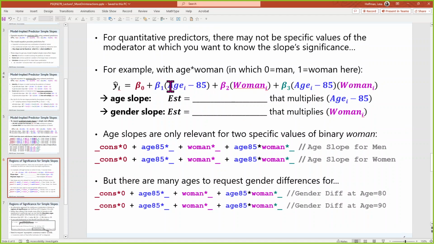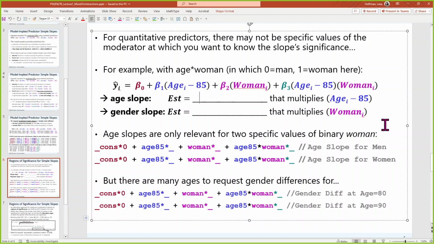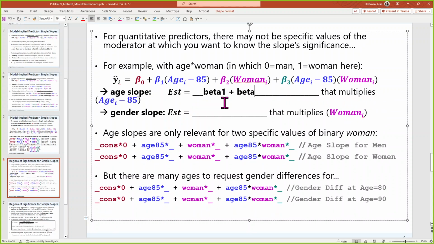So let's say that I have a model where age is in here. I have a binary indicator for biological sex, which I'm calling woman, meaning that 0 is men and 1 is women. I have my interaction term. So what are the ingredients here that I need to calculate an age slope? If I want an age slope, step 1, find the terms that have age, right? Step 2, factor out the variable the slope is for. So what goes here? Beta 1 and beta 3 times W. Yep.